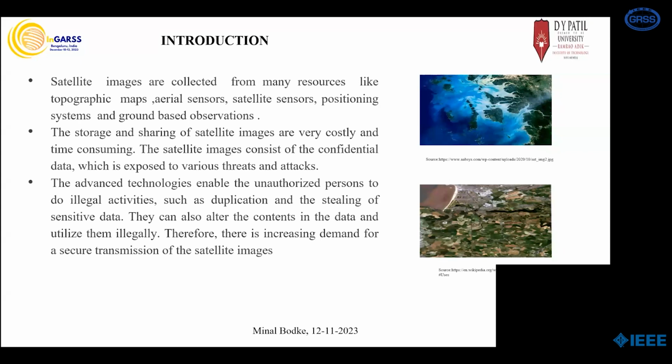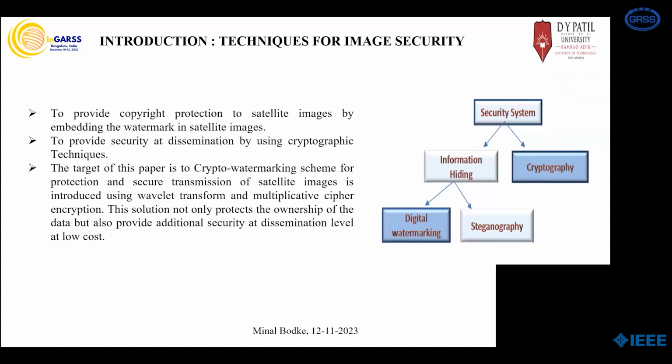The satellite image consists of confidential data which is exposed to various threats or attacks when it is shared over the communication medium. It can lead to duplication of the images and stealing of sensitive data, but it can also alter the content of the data and utilize it illegally or to cause some damage. Therefore, there is a demand for secure transmission of satellite images. As we can see in the image, we have satellite images captured through the Landsat data set.